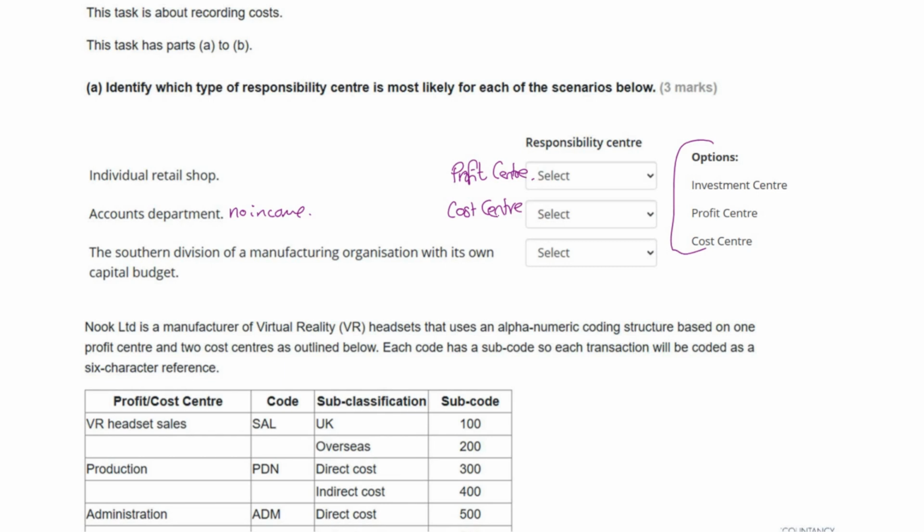And then the last one, the southern division of a manufacturing organisation with its own capital budget. As it's got its own capital budget, it means that there is some form of investment. So this will be an investment centre.